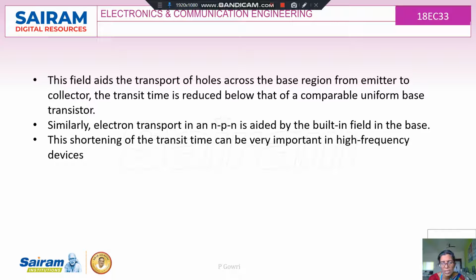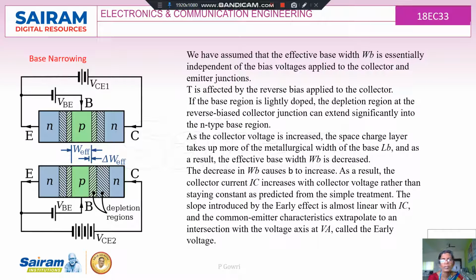So this discusses the variation in the collector current due to the graded dopant in the base region. The next one is what is meant by base narrowing. Normally we have assumed that the effective width of the base will be uniform throughout the transistor operation. But we know that the effective base width will vary as the depletion region changes, or as the reverse bias changes.